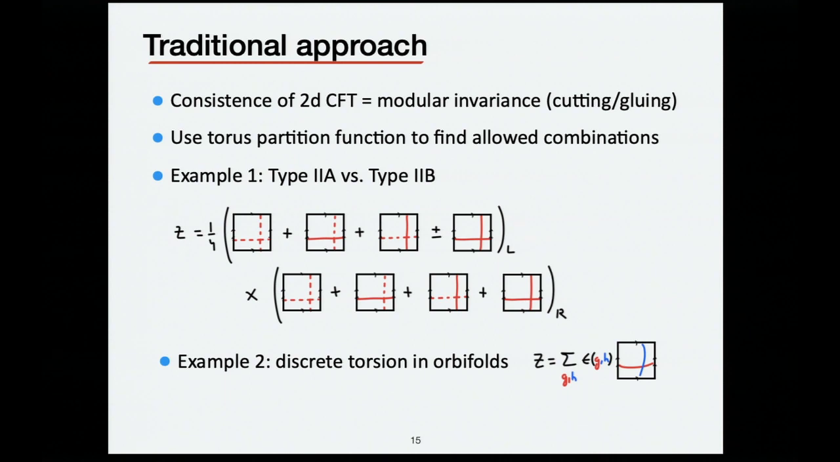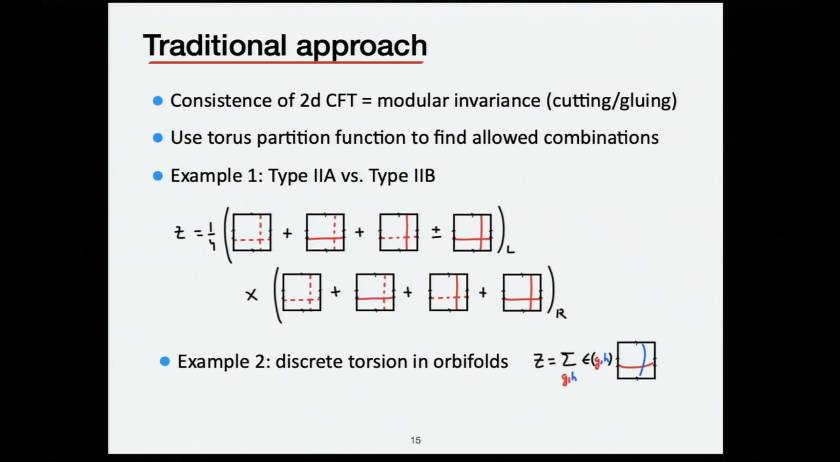okay. And there is an ambiguity to have a modular invariant partition function, which is on the left-moving fermions. I could have a plus or a minus for the Ramond-Ramond sector, and that distinguishes between type IIA and type IIB. And of course, I could also have this on the other side. I will comment about that.